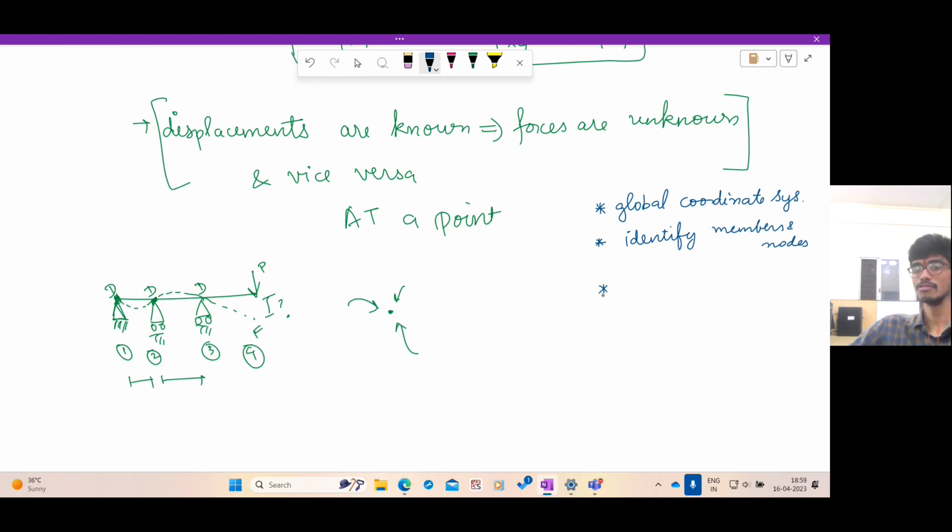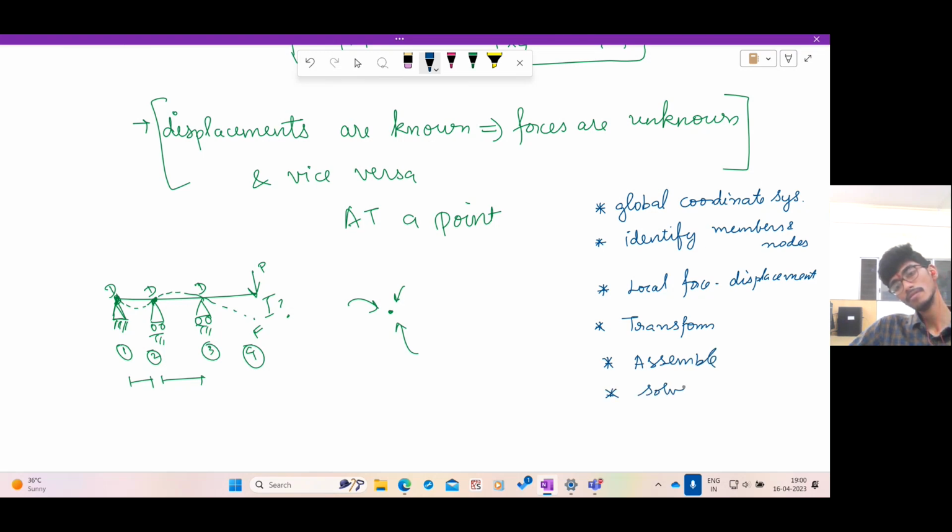Once you've identified the members and the nodes, it completely specifies the connections between the different members. So that is one thing. Then you need to number the nodes. So that is already done. Get the local force displacement relations. Transform them. Assemble the set of equations. Solve. And that solves the problem. So once you solve, you'll get all the unknown forces and displacements in one shot. So that is a very good thing about this method.